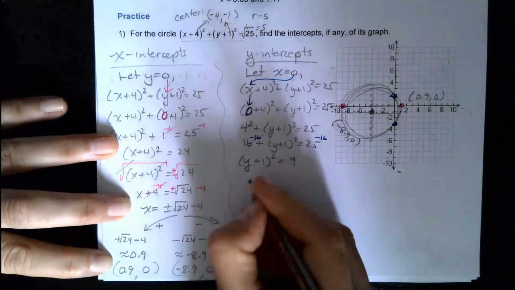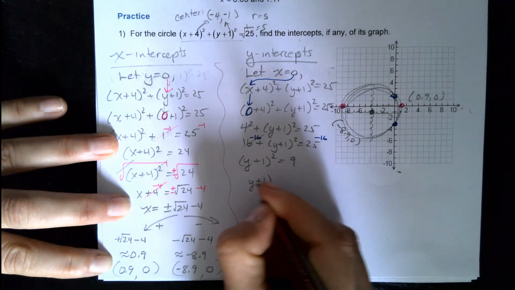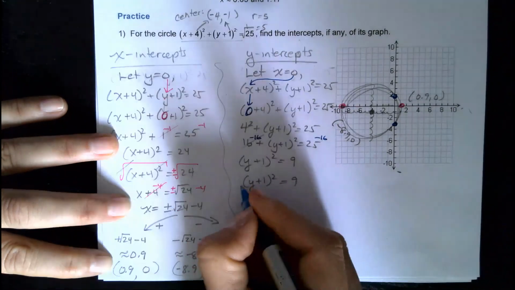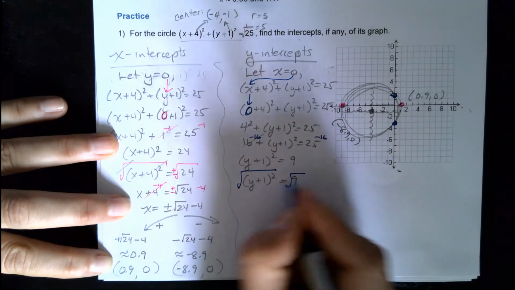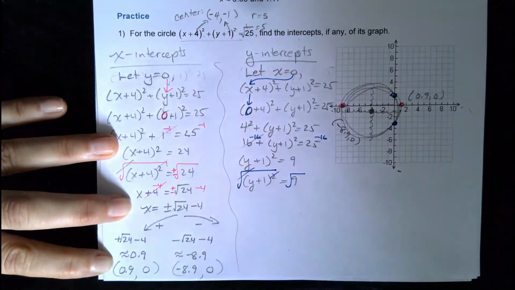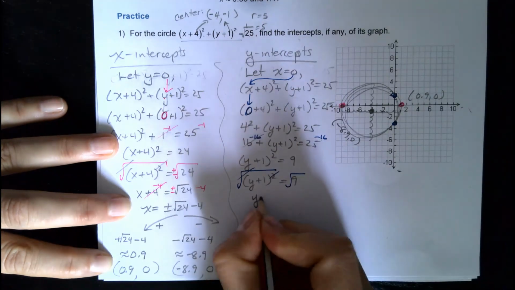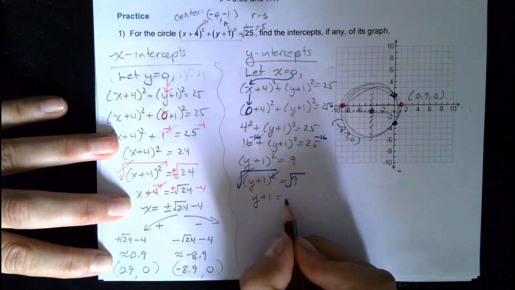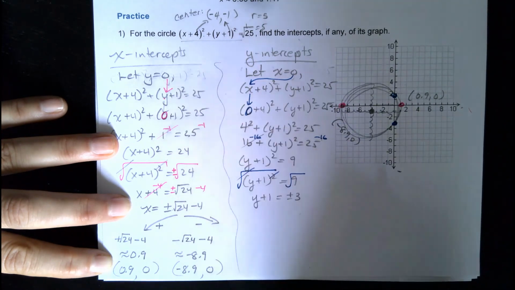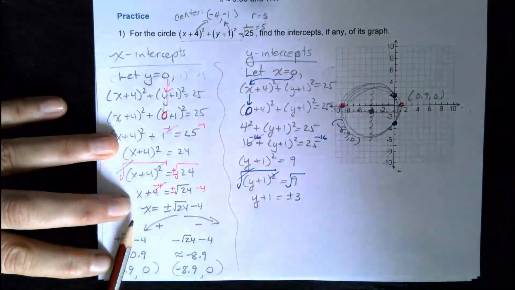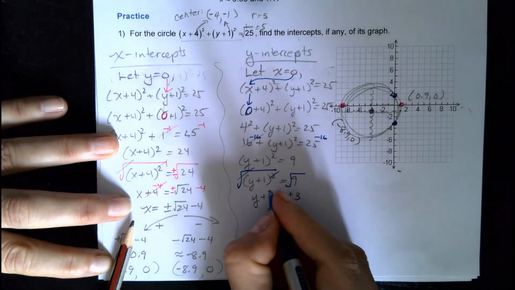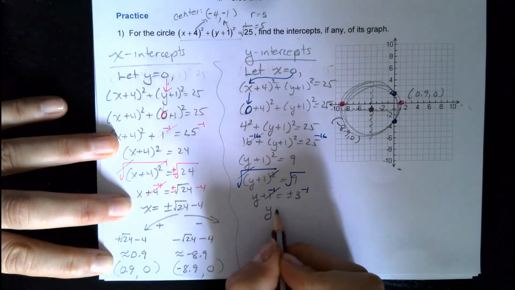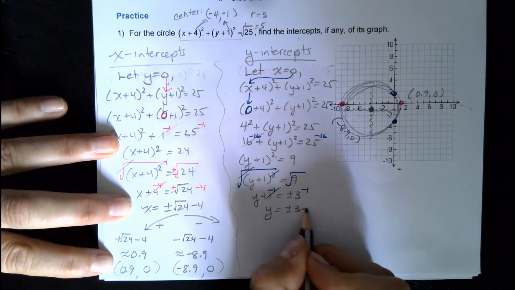So now, just like we did before, to get rid of that squared, we're going to do the square root. And they're kind of opposites. They cancel each other out, kind of. So now I get y plus 1 equals, oh, square root of 9 is nice. It's plus or minus 3. Now we want y by itself, so get rid of the 1. So now be careful, y is equal to plus or minus 3 minus 1.